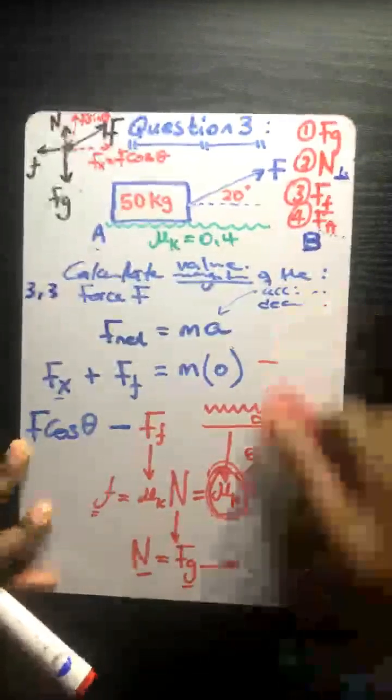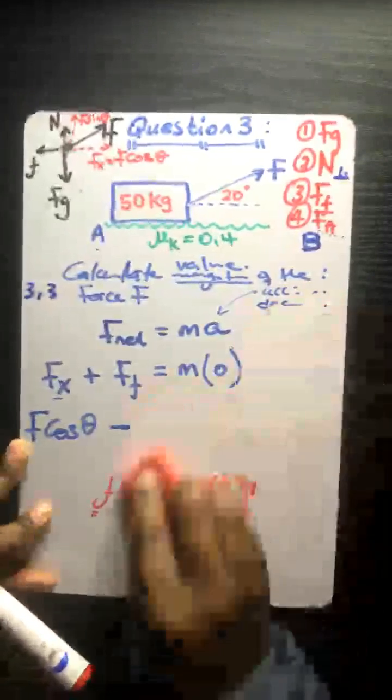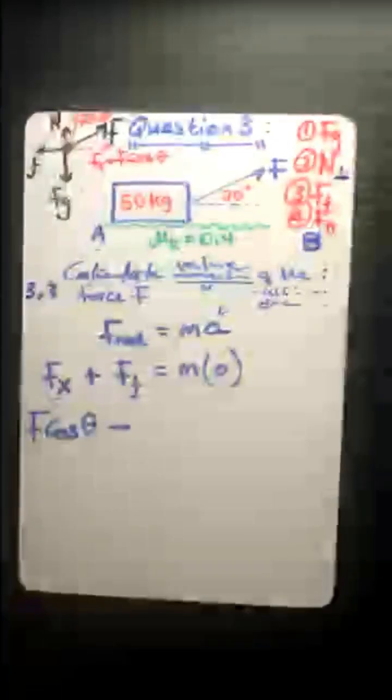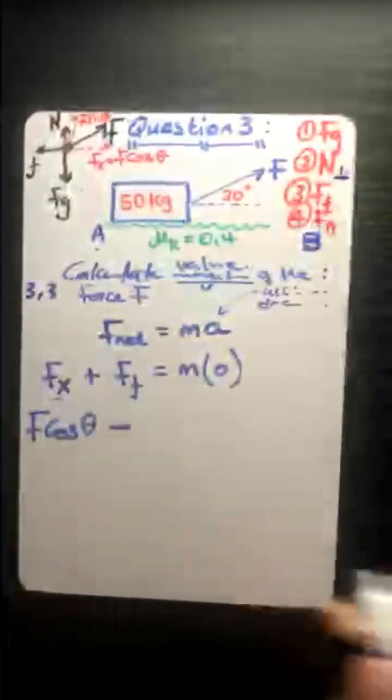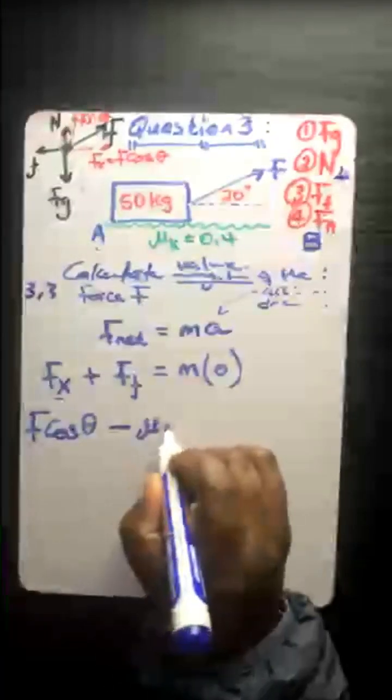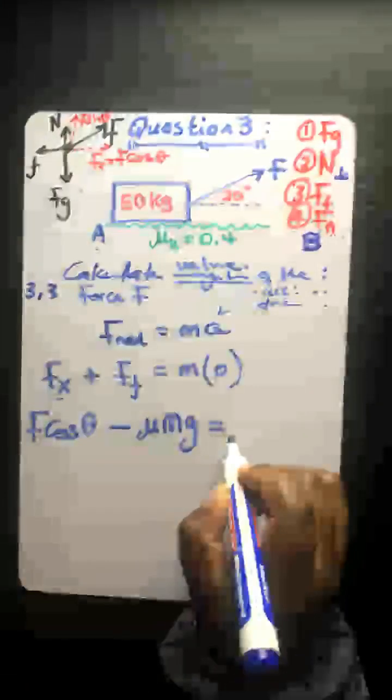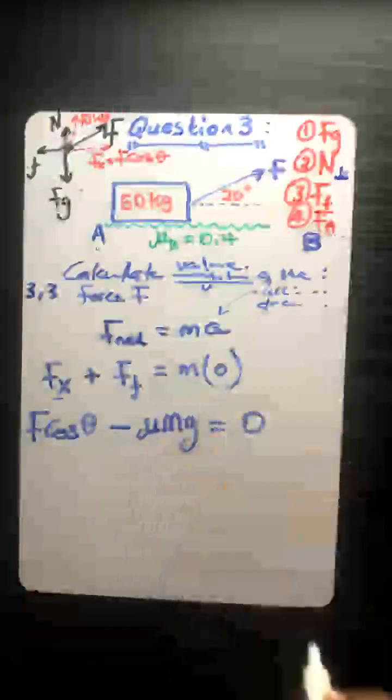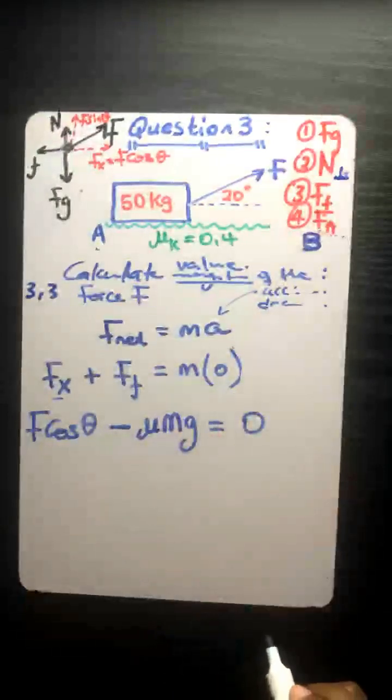Maybe let's try to expand that formula and see how far we can go with that. So I've just said frictional force has a formula which is mu mg. That is equal to, obviously this is 0, so let's not waste time and put 0 there.